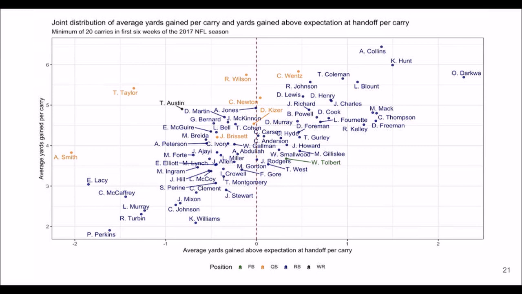And just because I'm from Pittsburgh and I like to pick on the Bengals, Devontae Freeman, you could see, although he's averaging the same yards gained per carry as Giovanni Bernard, he's averaging more above expectation at handoff. So with more data, maybe we could see that that's more predictive going forward as well. I'd like to think that Devontae Freeman is better than Giovanni Bernard.